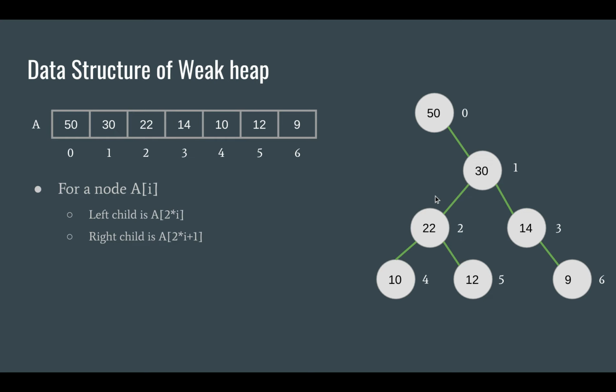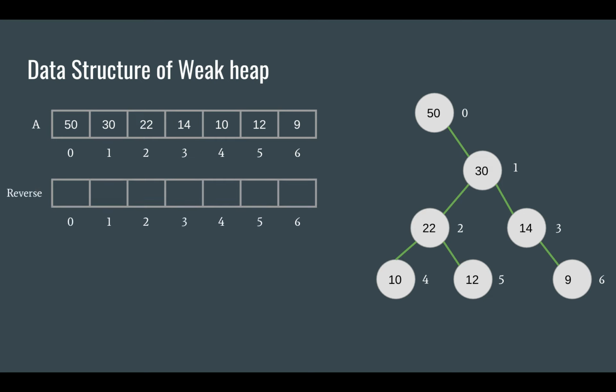But there is a problem here. Some nodes will have only one child. For example, you can see that the node at index 3 has only one child, which is situated at index 6. But if we want to find the right child using this rule, the index will be 7, and there is no index 7 here, so it will produce an error.